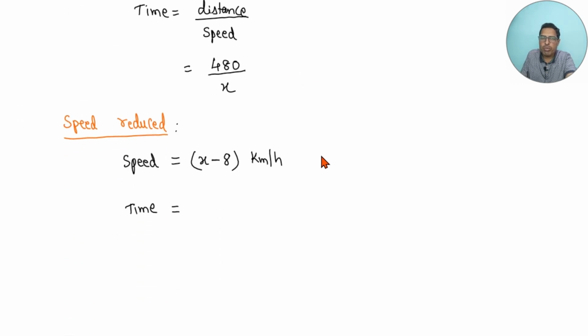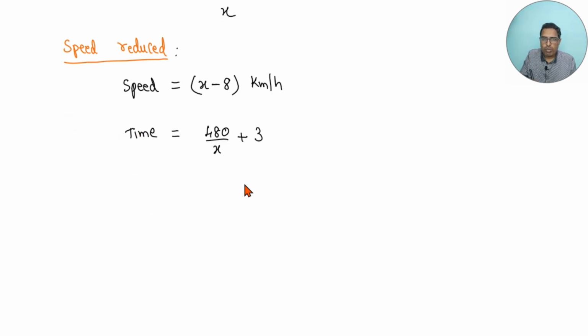The original time taken is 480 by x. But the time will be increased by how much? By 3 hours. So plus 3, because it will be increased by 3 hours. Now the time taken will be 480 by x plus 3. If that is the case, we know the formula for speed is equal to distance by time.